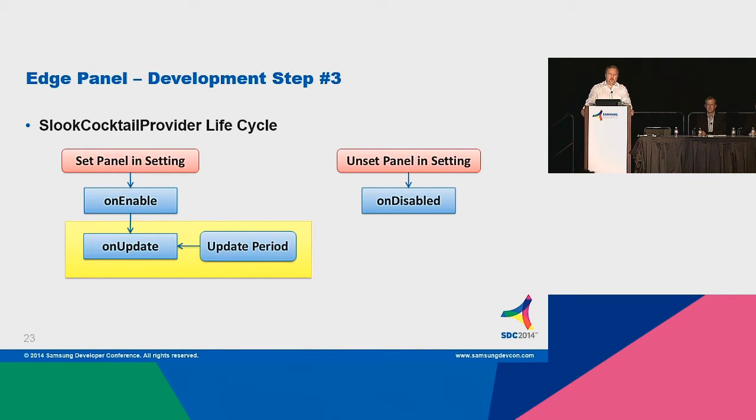Now here's a quick overview of the SLOOK cocktail provider lifecycle. When the user selects or enables the edge panel settings application for the first time, the receiver's onEnable method is called, and then the onUpdate method is called. If the update period millis attribute is defined in the cocktail provider info descriptor, then the onUpdate method will be called at the frequency defined. But as we've already said, that's not an exact timing. And when the user disables or deletes the edge panel from the edge panel settings application, the onDisabled method is called.